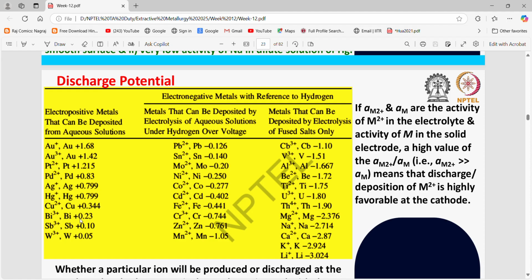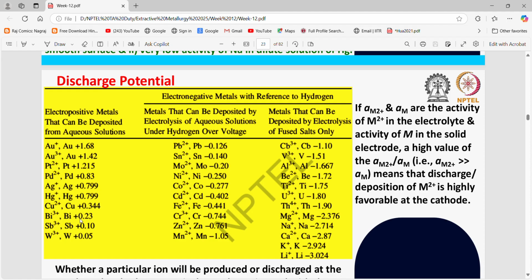The second category includes the metals which can be deposited by electrolysis of aqueous solutions under hydrogen overvoltage. Major examples of these types of metals are lead, tin, nickel, cobalt, iron, chromium, zinc, or manganese. So we have to apply a little more voltage as compared to the noble metals for the deposition of these particular elements during the electrolytic processes.